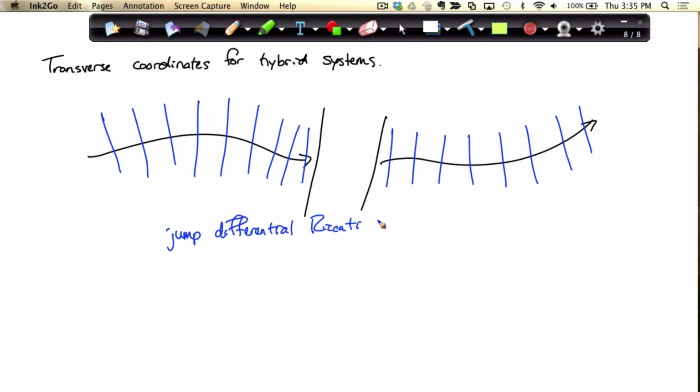I don't want you to not understand it, but I just wanted to give you the cartoon for that. Riccati or Lyapunov equation in the simpler case. Okay?